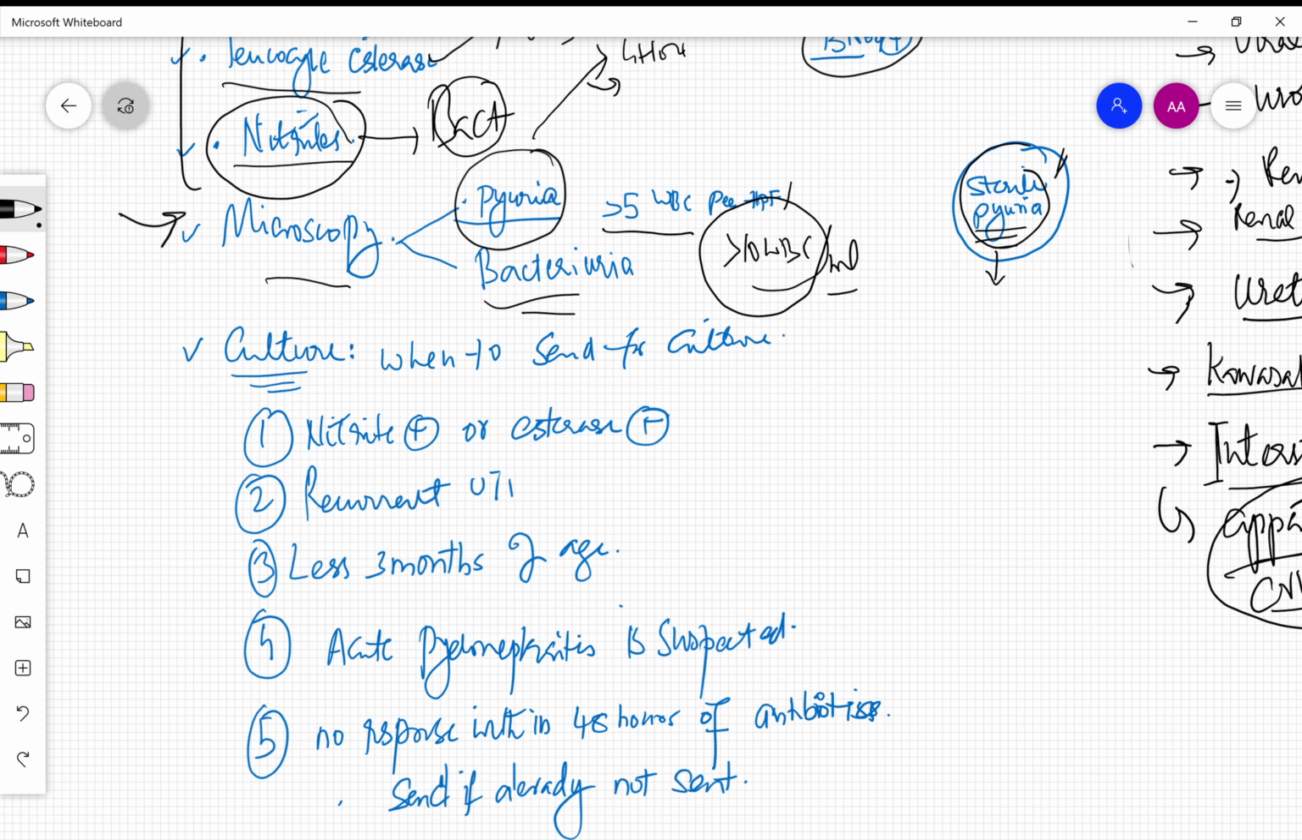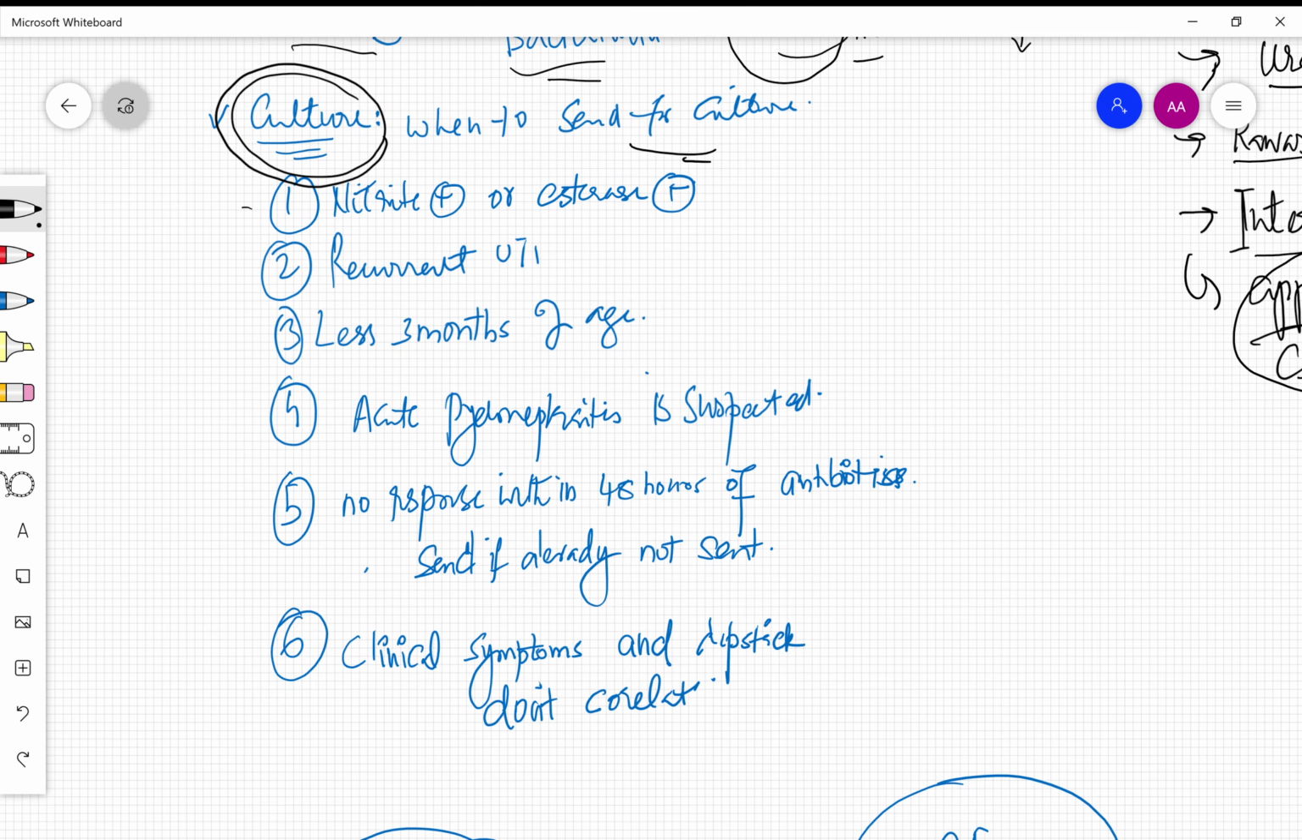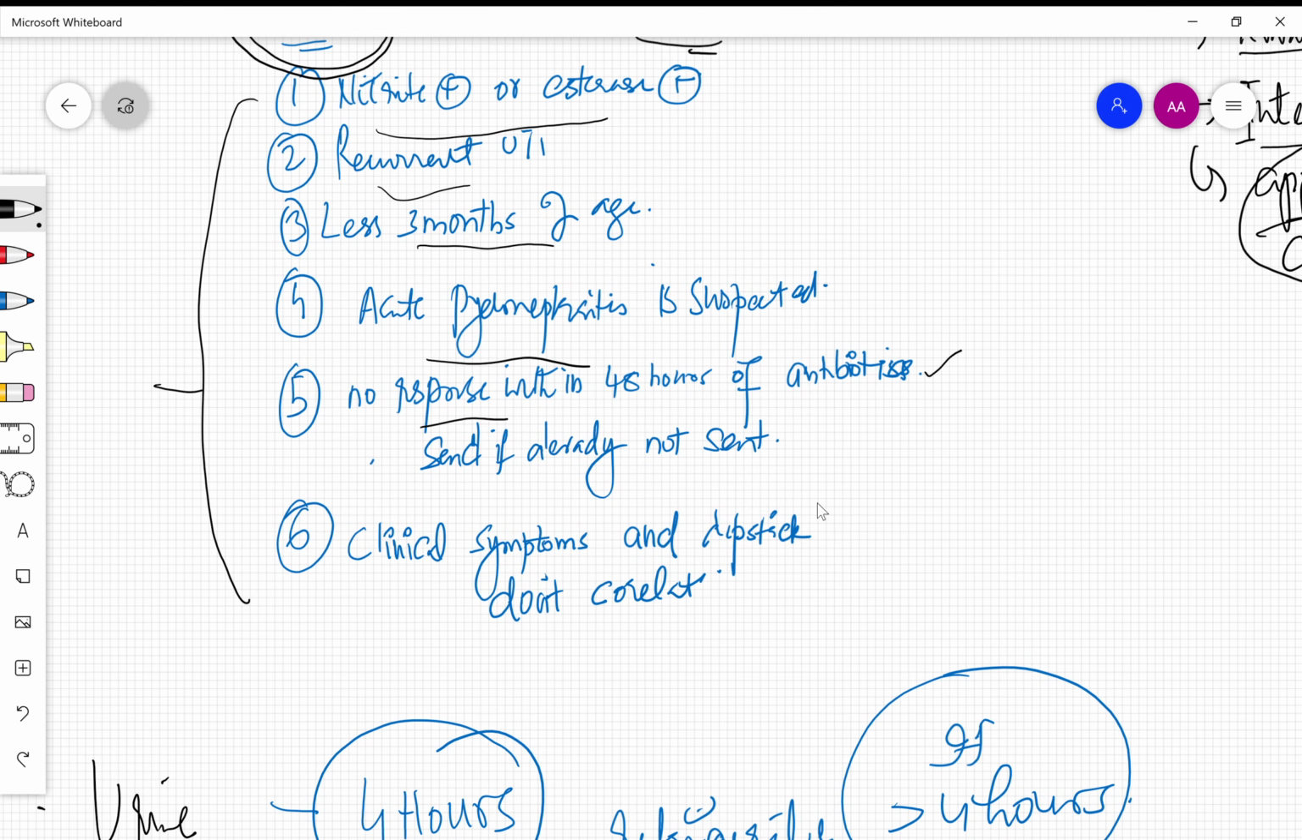Okay, then culture is the gold standard, but when to send urine for culture is a question, and the answer is 6. There are almost 6 indications per the NICE guideline. These are: nitrite or esterase positive, recurrent UTI, less than 3 months of age, acute pyelonephritis is suspected, no response within 48 hours of antibiotics and no sample was sent, and when clinical symptoms and dipstick don't correlate. For example, if somebody has typical symptoms of UTI but the dipstick is not clear and there are no nitrites or esterase, then you can send.